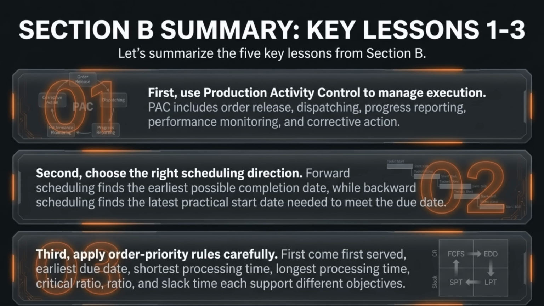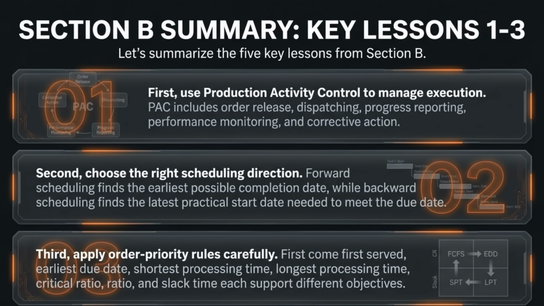Let's summarize the 5 key lessons from Section B. First, use production activity control to manage execution. PAC includes order release, dispatching, progress reporting, performance monitoring, and corrective action. Second, choose the right scheduling direction. Forward scheduling finds the earliest possible completion date, while backward scheduling finds the latest practical start date needed to meet the due date.